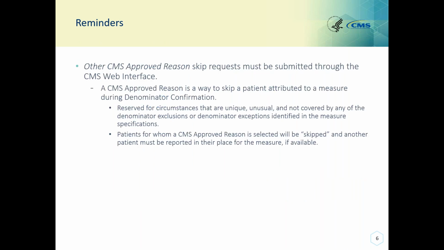As a reminder, the other CMS approved reason skip requests must be submitted through the CMS Web Interface. This is a way to skip a patient attributed to a measure during denominator confirmation. The CMS approved reason is reserved for circumstances that are unique, unusual, and not covered by any of the denominator exclusions or denominator exceptions identified in the measure specification. Patients for whom a CMS approved reason is selected will be skipped, and another patient must be reported in their place for the measure if available.